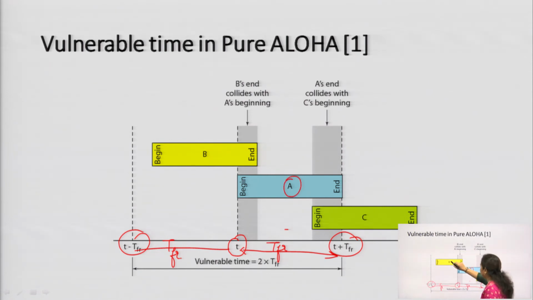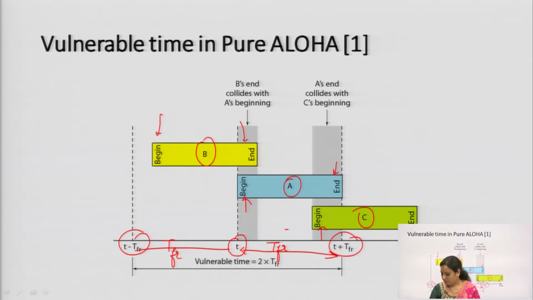Now, A, B and C, there are 3 stations which want to transmit the data. The A beginning is denoted by this one, that is A beginning, and this is A ending, this is C beginning, C ending, and this is B beginning and B ending. You can see how the collision will take place. Now, B's end will collide with the A beginning. Before B has ended the transmission, A has started the transmission. So, this is how the collision will take place, and this is again the case here where, before A ends the data, C has begun the transmission. So, this is the case for Pure ALOHA.